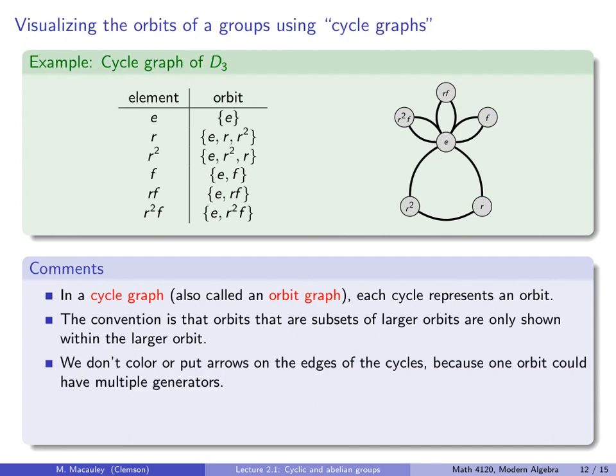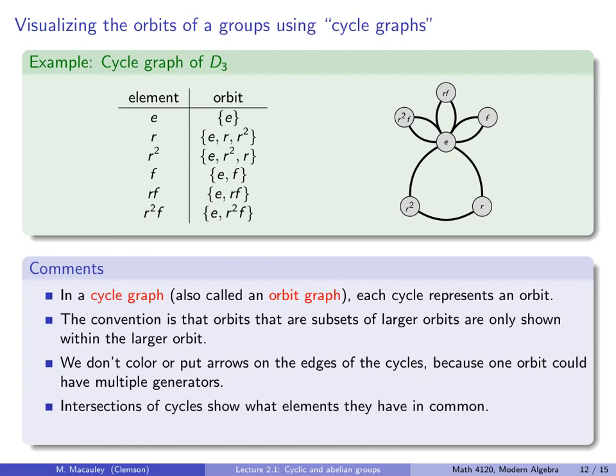Now we don't put color or put arrows on the edges of the cycles because one orbit could have multiple generators. Like here, R or R squared will generate this orbit. And sometimes we might have the case where our Cayley diagram has 2 different generators. One has a red arrow, one has a blue arrow, and both of those appear in the same orbit. So we certainly don't want to put colors on the edges.